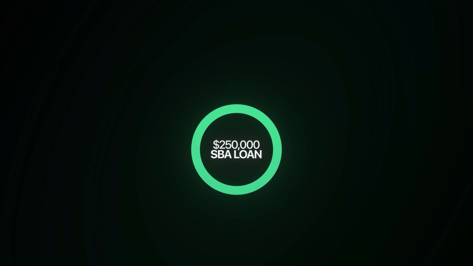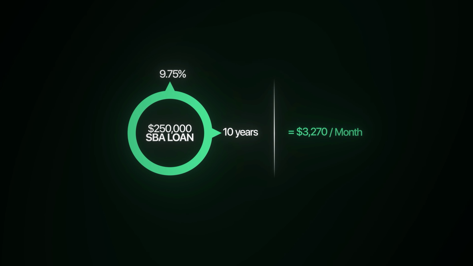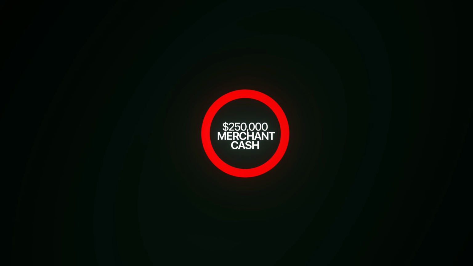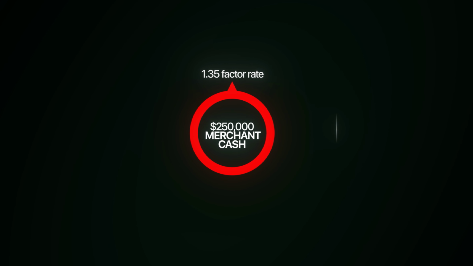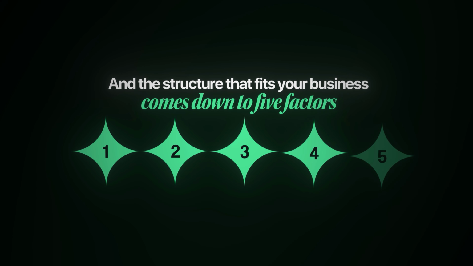Most business owners fixate on the rate, but the term and the repayment structure often matter more than the rate itself, because $250,000 through an SBA loan at 9.75% over 10 years is roughly $3,270 a month, but $250,000 through a merchant cash advance at a 1.35 factor rate paid back over 10 months is $33,750 a month. The SBA loan has a higher number on the rate. The monthly cost is 10 times lower because the term is 10 times longer, and the payments are monthly instead of daily. That is what I mean when I say the structure of the debt matters more than the number on the term sheet. And the structure that fits your business comes down to 5 factors.